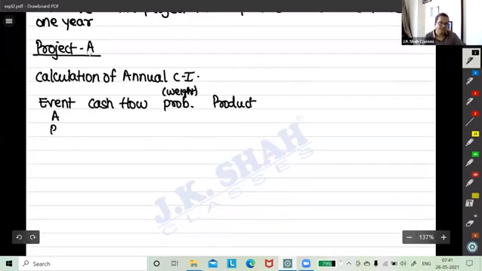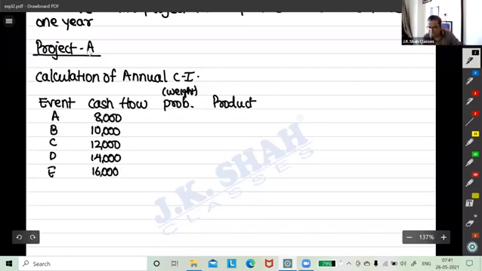So A, B, C, D, E. Cash flows are 8,000, 10,000, 12,000, 14,000, 16,000. The probabilities are 0.10, 0.20, 0.40, 0.20, 0.10. Okay, so multiply this.